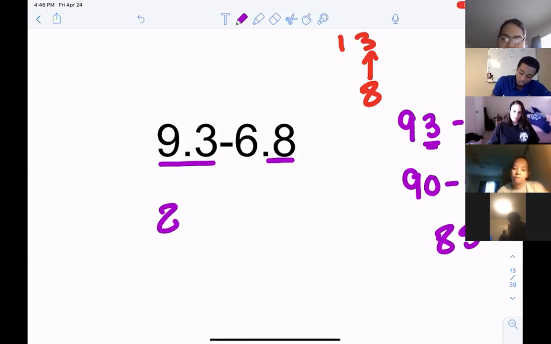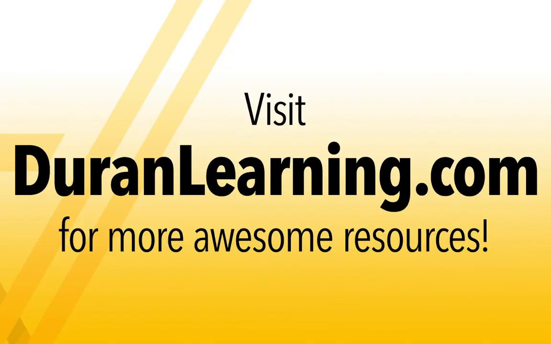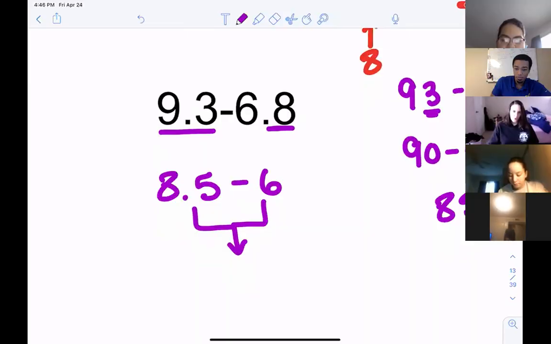So I can say that this is 8.5 minus 6, because again, I only subtracted this first. So then what's left? Just the 6. 8.5 minus 6. That's a lot easier. That becomes what, everybody? 2.5. Exactly. It gives you that little 2.5 at the end there. Booyah.